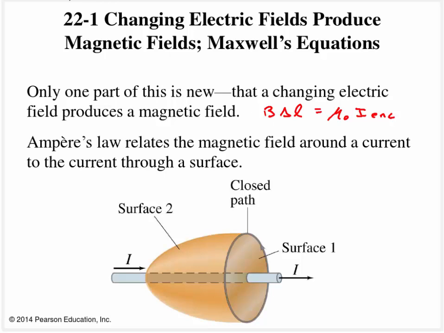So let's take a look at Ampere's law. Remember that Ampere's law said that if I draw a closed loop around a wire here, a closed path, then the magnetic field multiplied by my path is simply going to be mu naught, the permeability of free space, multiplied by the current enclosed. And for this example right here, it works out quite nicely.